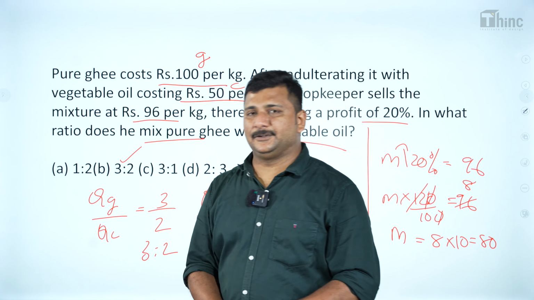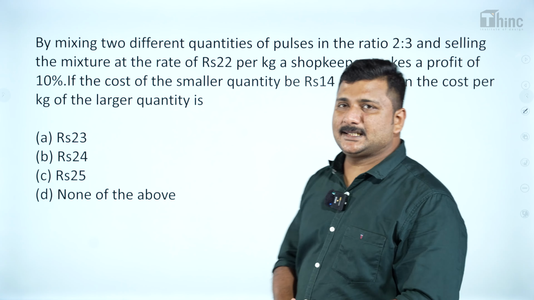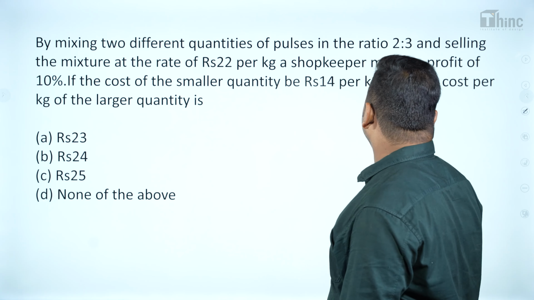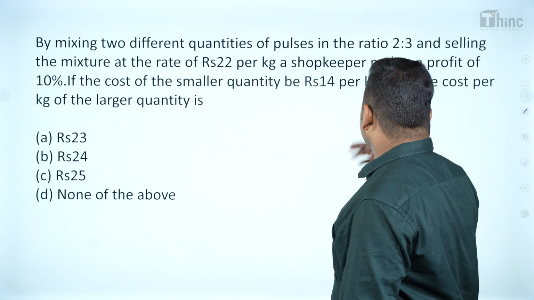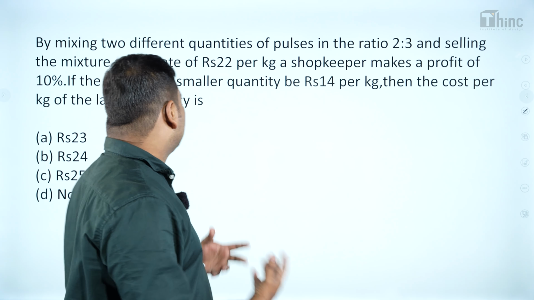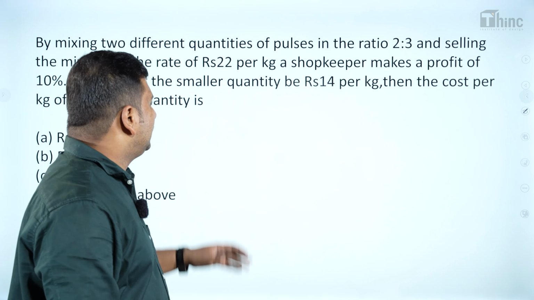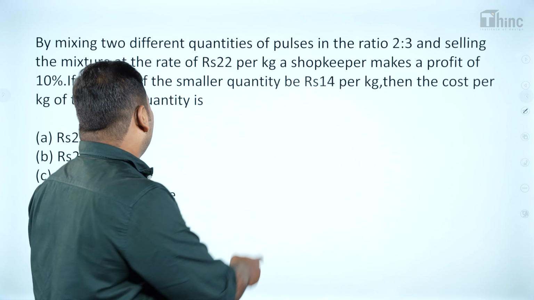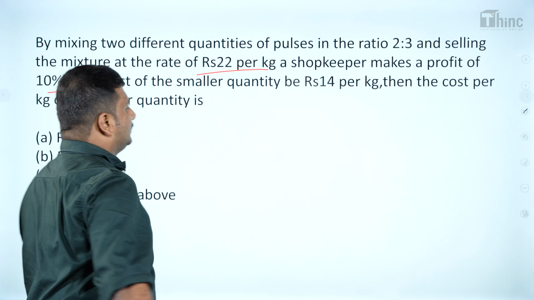So I believe this is clear for you. Let's move ahead. So what is this question saying? By mixing two different quantities of pulses in the ratio of 2:3, selling the mixture at a rate of 22 per kg, the shopkeeper makes a profit of 10%. So what is the question telling us? He is mixing two different quantities of pulses, right, in the ratio of 2:3 and selling the mixture at a rate of 22 per kg and thereby makes a profit of 10%.